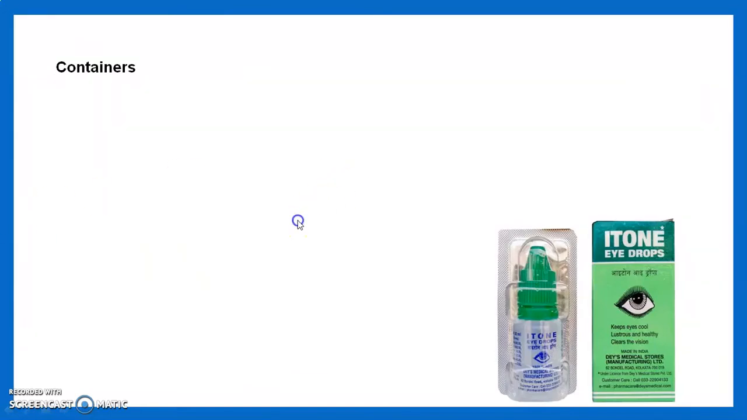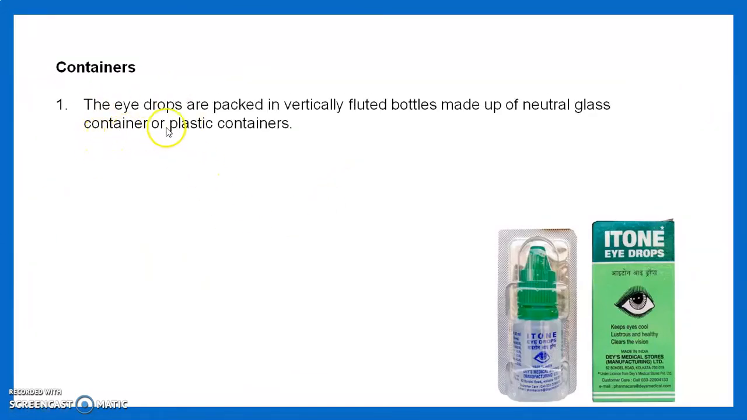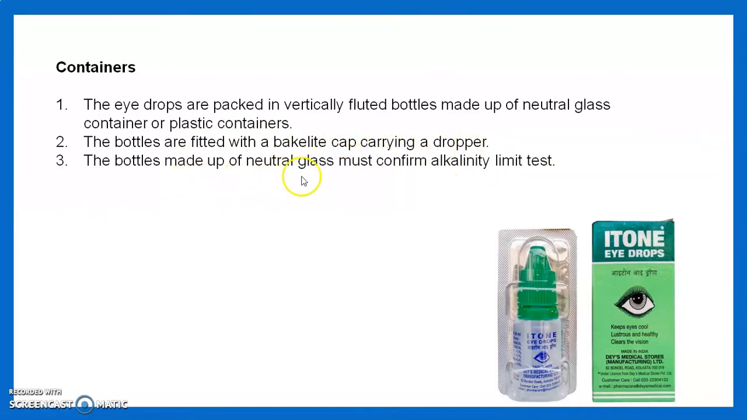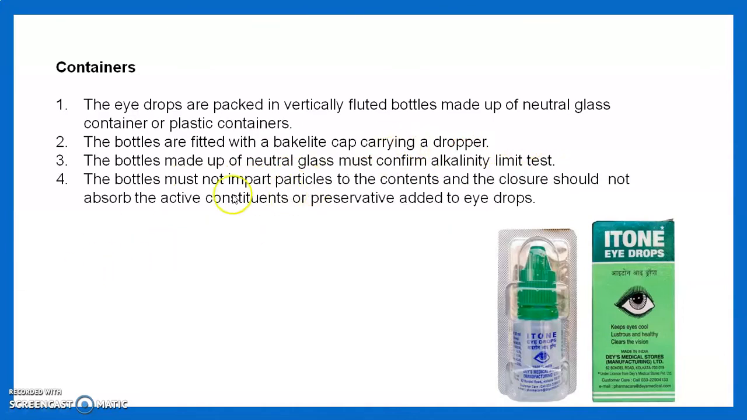Then we see the containers required for the eye drops. Eye drops are packed in a vertically fluted bottle made up of neutral glass or a plastic container. The bottles are fitted with a bakelite cap carrying a dropper. The bottle made up of neutral glass must conform to the alkalinity limit test. The bottle must not impart particles to the contents, and the closure should not absorb the active constituent or preservative added to the eye drops.